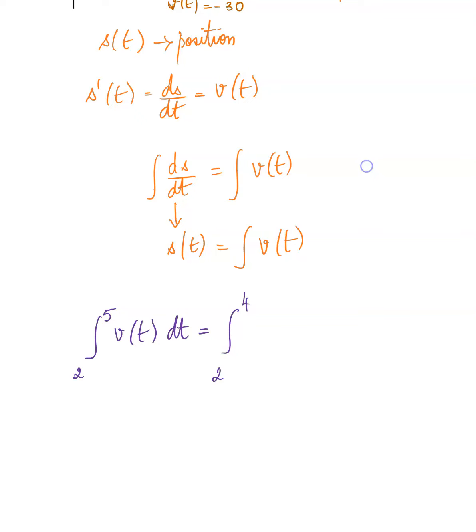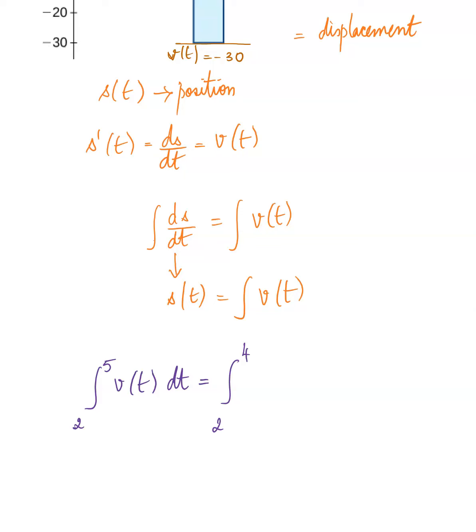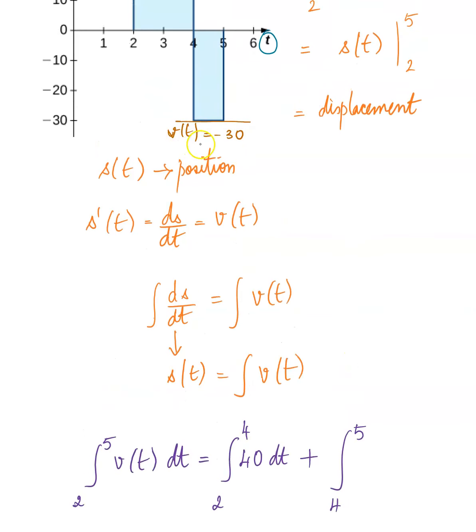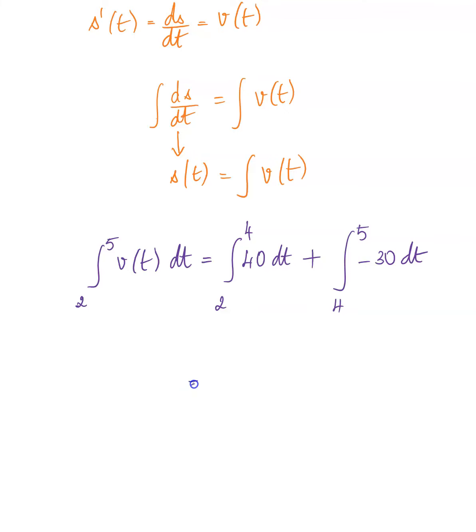So if I come down here, from 2 to 4, the horizontal line is 40. So I just have to say 40 dt plus the integral from 4 to 5 of a function that is negative 30 dt. It's a horizontal line, so there is no variable in it. There is nothing to vary. It's constant. So this is nothing but 40, pull out the constant, integral 2 to 4 dt, minus 30 integral 4 to 5 dt.